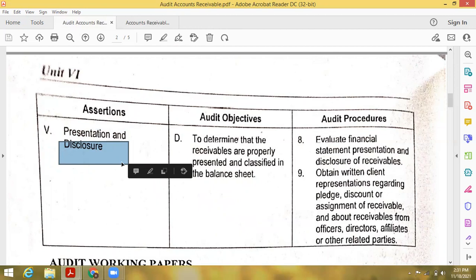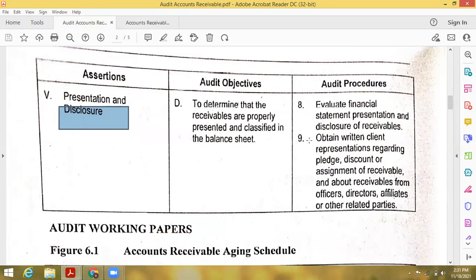So, check din kasi dito na yung auditor, dito rin sa presentation and disclosure, check niya, tama ba na nasa current asset ng receivable na to? Tama ba na nasa non-current yung receivables? Here, ang procedure na pwedeng gawin is to evaluate financial statement presentation and disclosure of receivables. Other is to obtain written client representation regarding pledge, discount, assignment of receivable, and about receivables from officers, directors, affiliates, or other related party. Ito is for the other receivables.